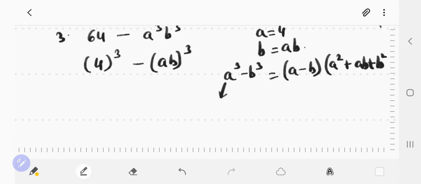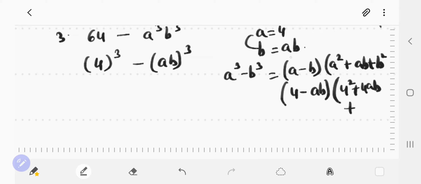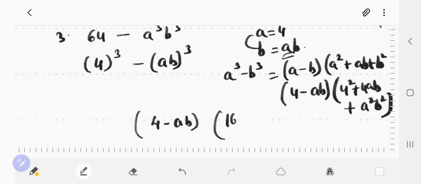So you can put it, what is a? 4. 4 cube here. 4 minus b, what is b? ab. a square means 4 square. ab means this into this, 4ab, plus b square. b square means a square b square. So your answer will be (4 minus ab)(16 plus 4ab plus a square b square) for this. Clear? The only thing is you should know the identity very well.